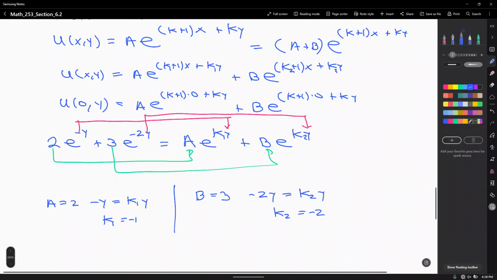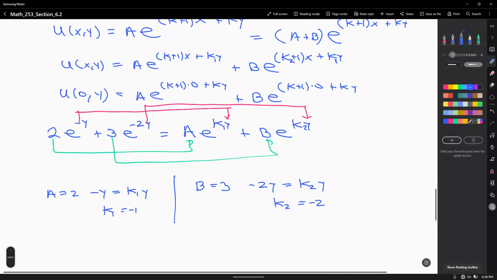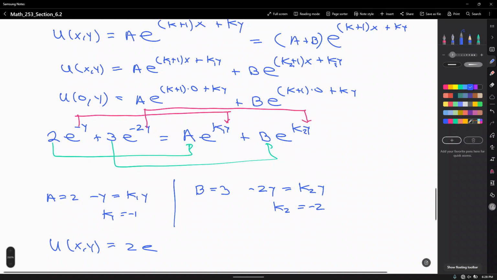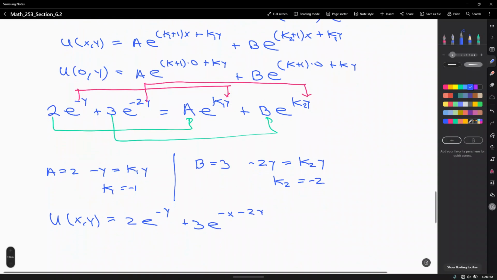All right. Well, let me just write the function u of x, y that equals A, which is 2, e to the, actually, what did we say about it? Just negative y. I'm just going to repeat the same. Plus 3 e to the negative x minus 2y. All right, and that's the final answer.